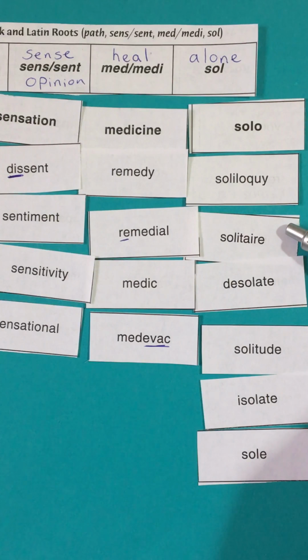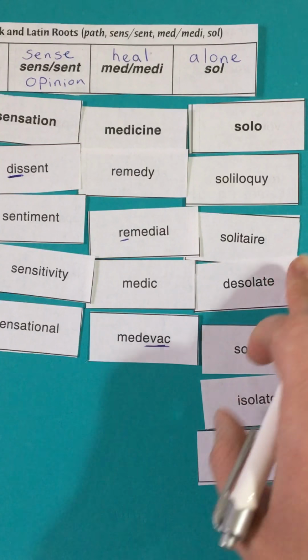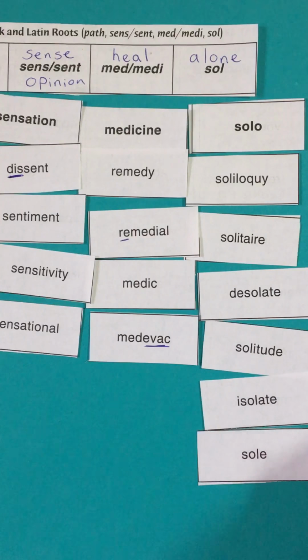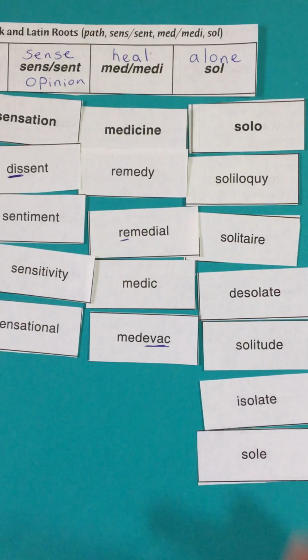A solitaire is a game that you play by yourself. Desolate is when maybe you're way out somewhere in the wilderness or in the desert and it's all desolate out there. Solitude has to do with being by yourself. To isolate means to put one thing by itself. And the sole, this kind of sole, there's another homophone for sole. This sole just means the bottom of one of your feet.